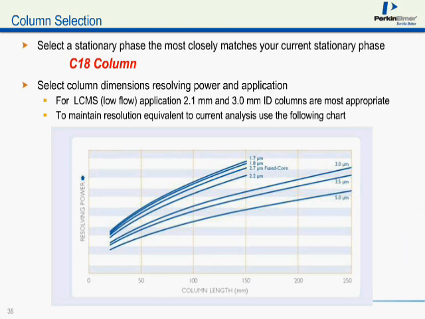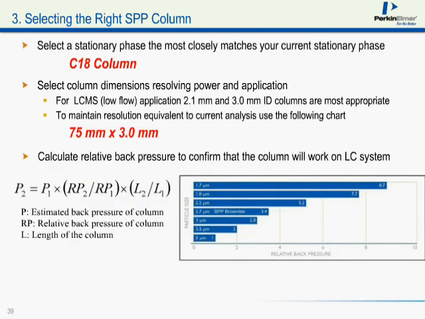Again, the first step is column selection. I would use a C18 column. I can extrapolate from this chart from the 5 micron by 150 millimeter column to the SPP column. And the recommended column here would be a 60 millimeter column length. Since we only have a 50 or a 75 millimeter column length, I always want to move up to a longer column, so I chose a 75 millimeter column.